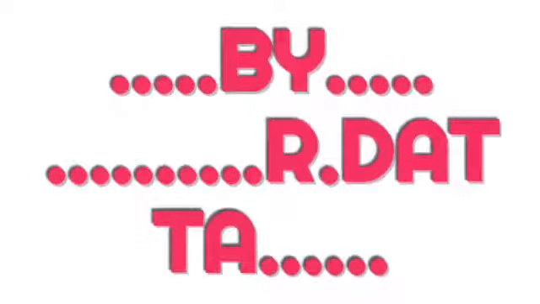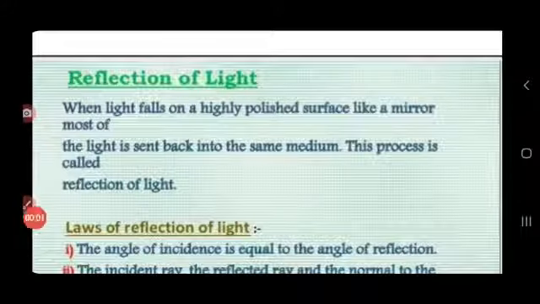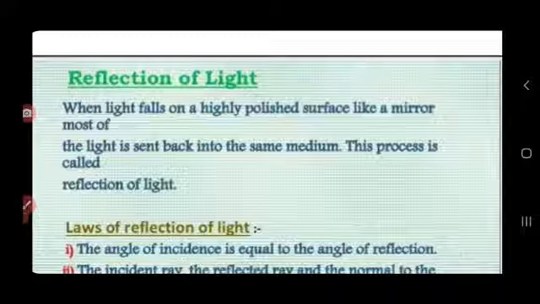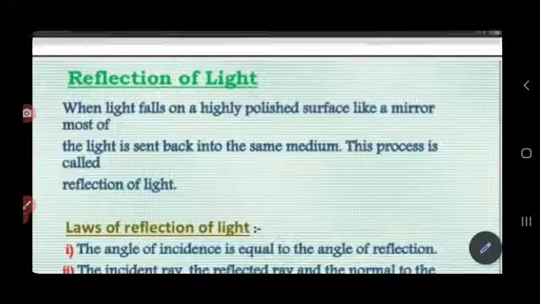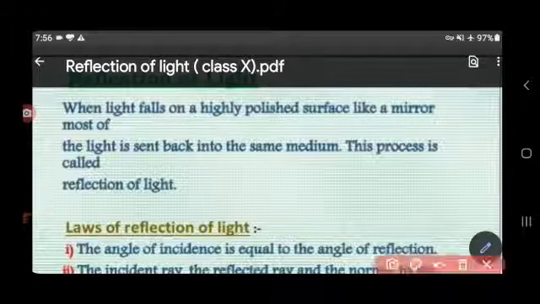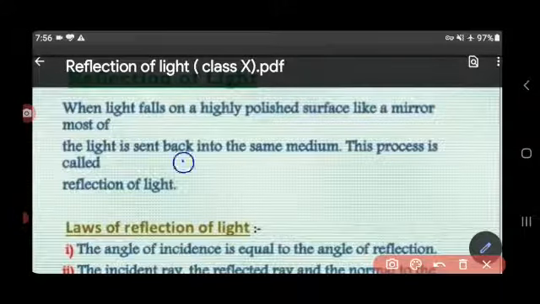See, light is a form of energy which produces in us the sensation of vision. So light is a form of energy which produces in us the sensation of vision.